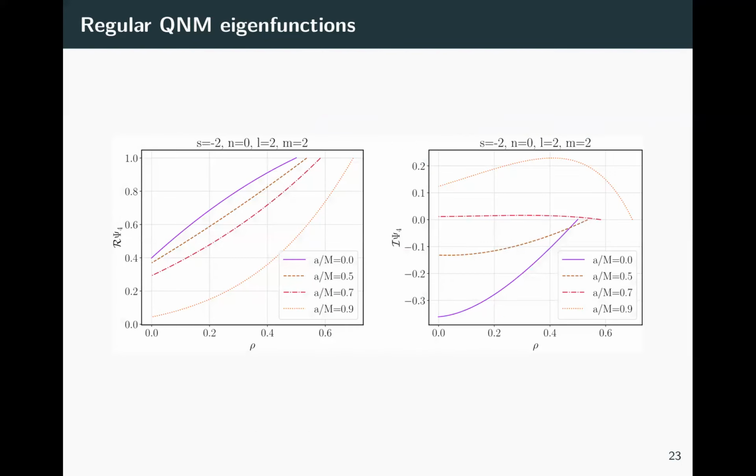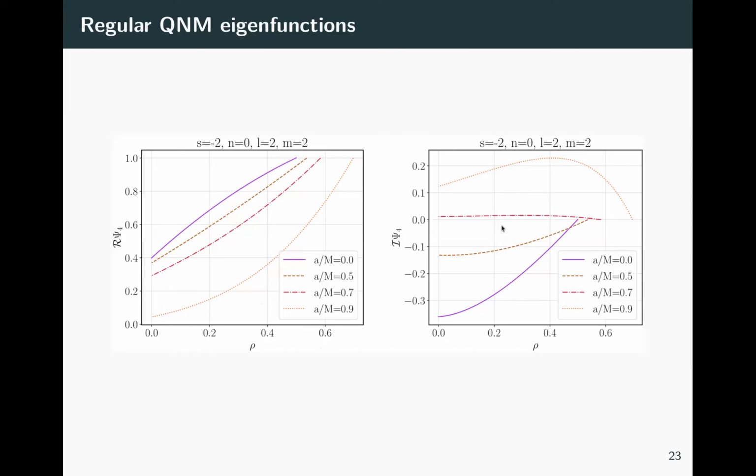And now I'm going to show you a few example outputs from the code, just to give you a sense of what the Q and E's look like. Here I'm showing you Q and E's at a fixed angular number, so just the radial profiles. On the x-axis is rho, that compactified coordinate. So rho equals 0 is future null infinity, and then the solutions terminate at the horizon of the black hole.